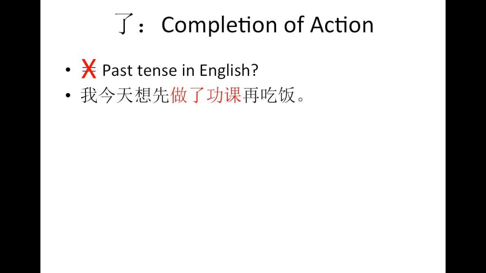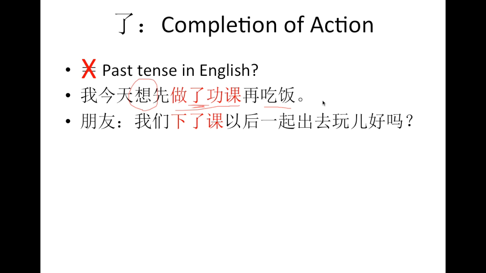我今天想先做了功课，再吃饭。Did both actions, 做功课 and 吃饭, happen already? No, they are still in your thought. 我今天想, I would like to 先做了功课，再吃饭。First finish my homework and then eat. So, this is an example of 了 used in a future event. It hasn't happened yet. It just means when it is completed. When my homework is done, 再吃饭, I will eat.